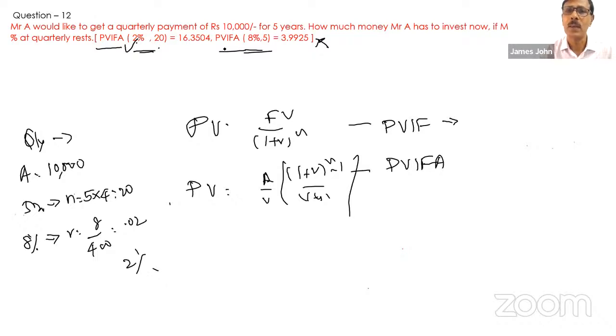One is for quarterly and one is for annually. Based on the question, we need to choose. Yes, exactly. PVIFA 8%, 5 means the present value interest factor for an annuity where the periodicity is annually, interest rate 8%, number of years 5. Here, interest rate is 8%, number of years is 5, but the periodicity is quarterly. So since it is quarterly, 5 years means N takes the value 20, and R takes the value 2%, or 2 by 100. So that is the reason.